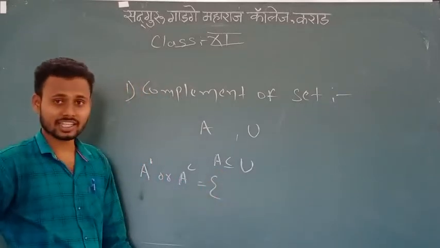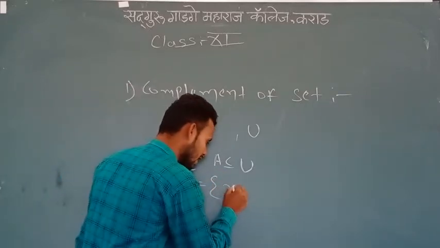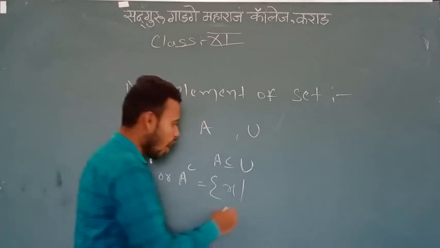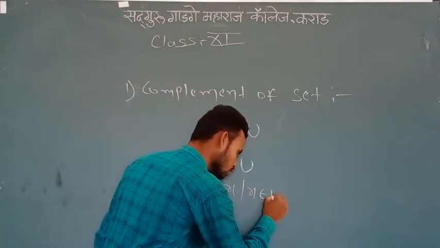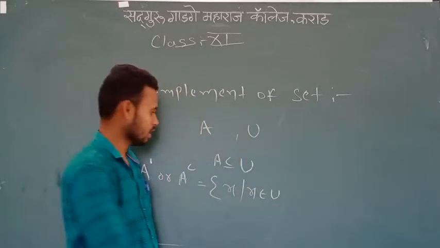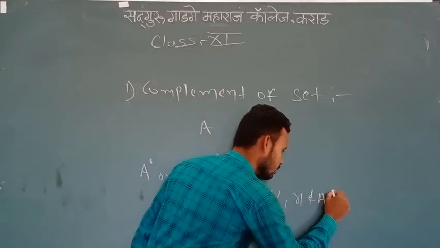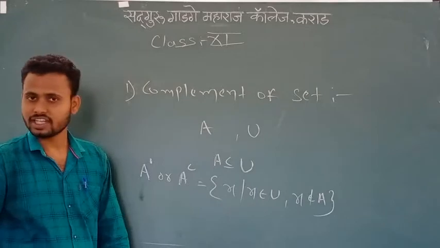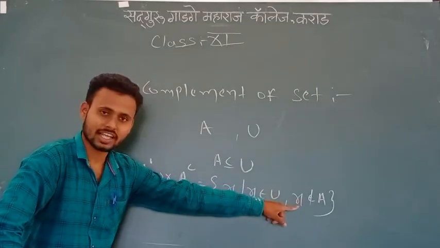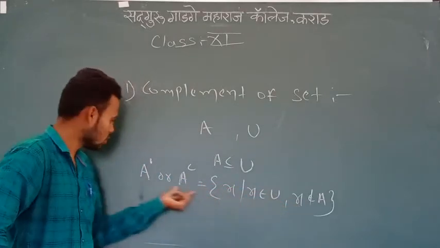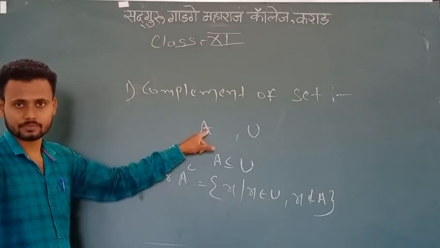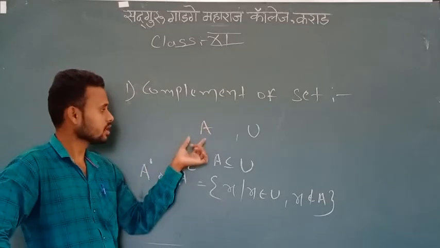It is the set containing all x such that x belongs to the universal set U, but does not belong to the set A. Then we say that this set is called the complement of set A. Simple.